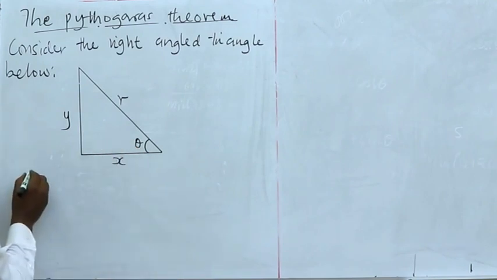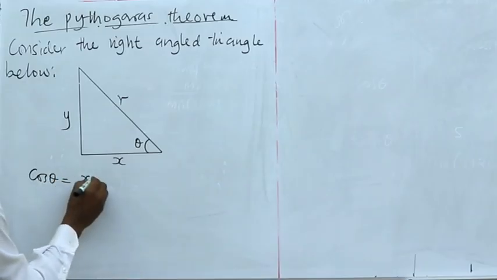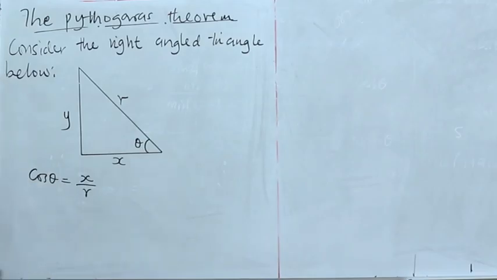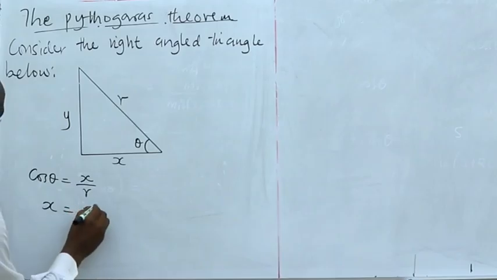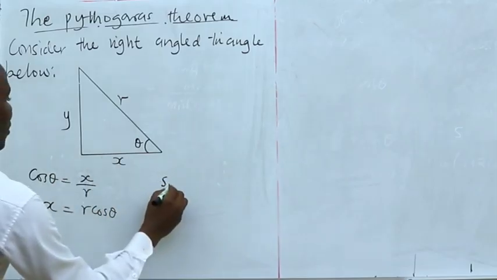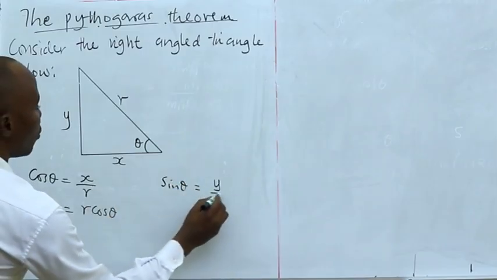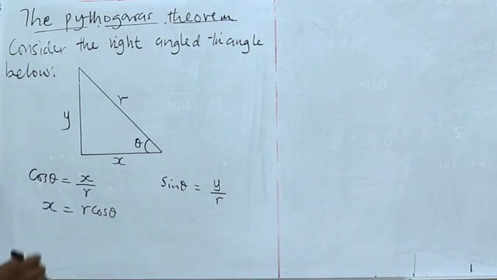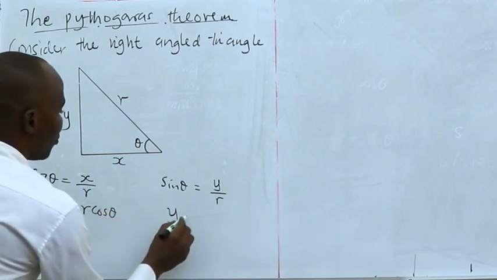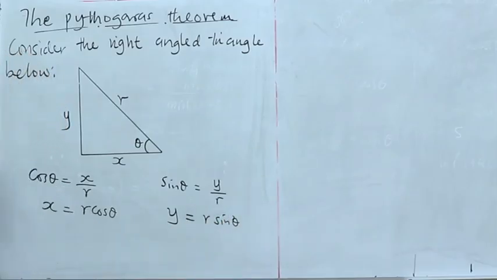So, first of all, cos theta is x over r. So if we make x the subject, this is r cos theta. Also, sin theta is y, that is the opposite, over the hypotenuse. If you make y the subject, that one is giving you r sin theta.